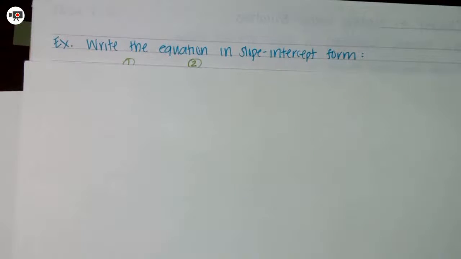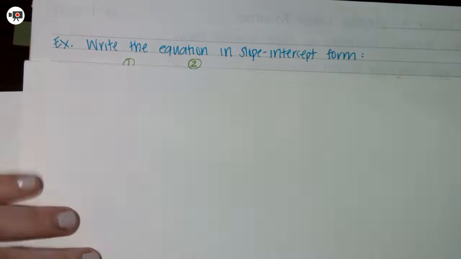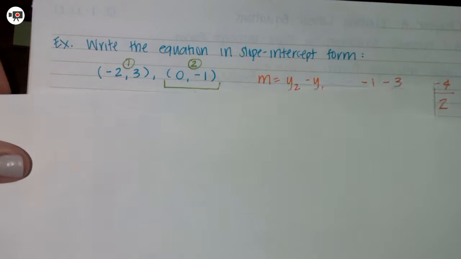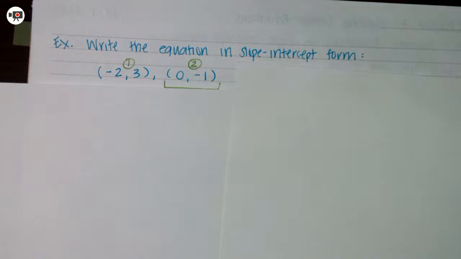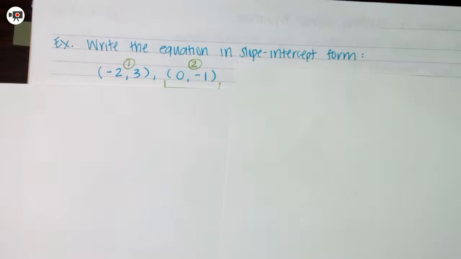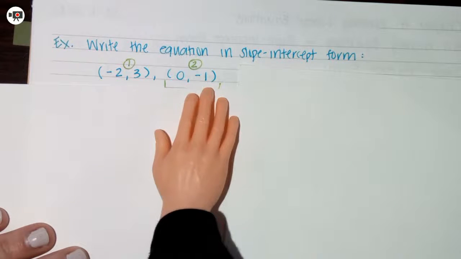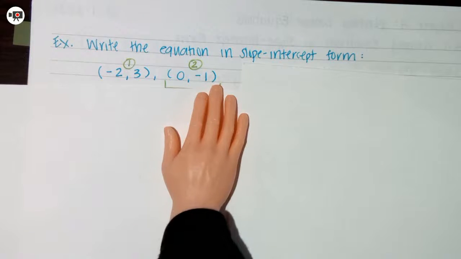In this example, we are given just 2 points. So if I am given the points negative 2, 3, and 0, negative 1, I'm going to call negative 2, 3 point 1, and the second point is point 2. It doesn't matter which one is point 1 and point 2. I just label 1 and 2. That way I know what they are.